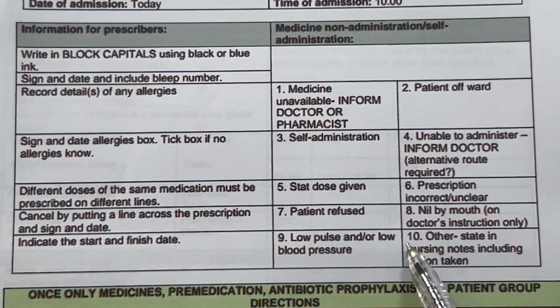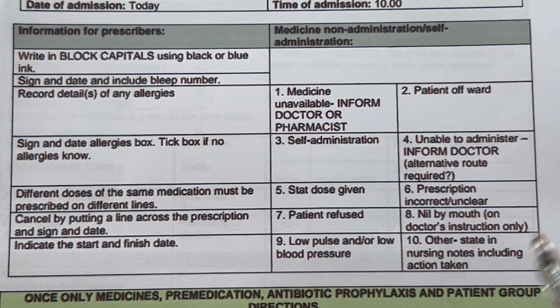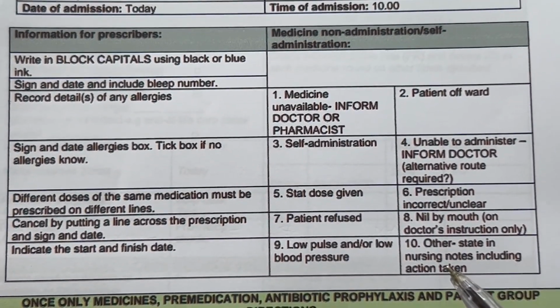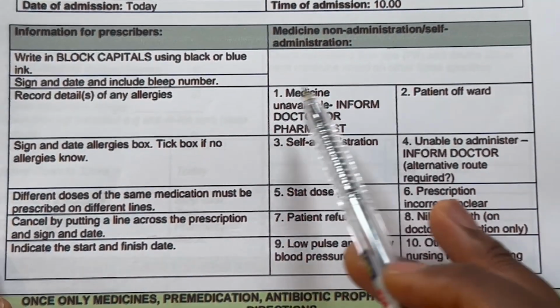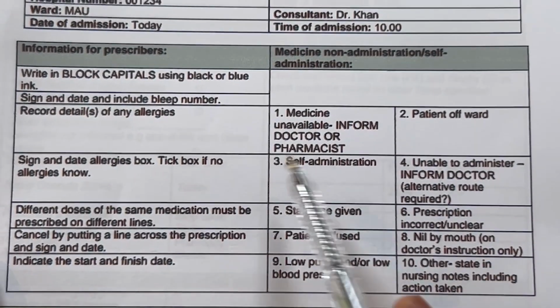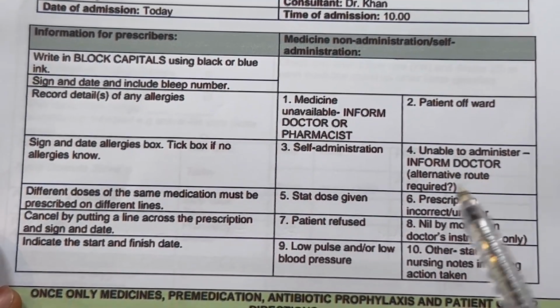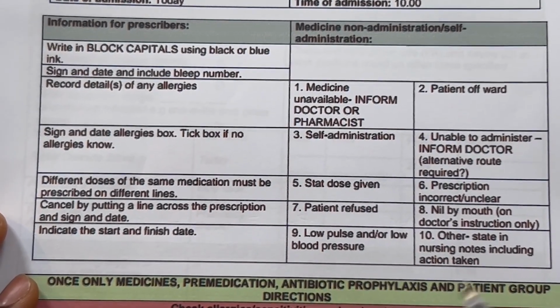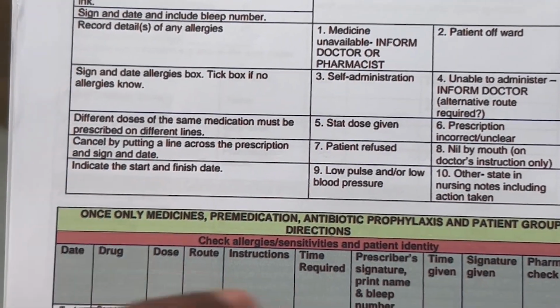Then this one is other reasons. Usually the most common reason here is allergy. So basically that is how the codes work. Codes 5, 6, 9, and 10 are the ones you should really look out for in your exam. Now let's go to the next chart.